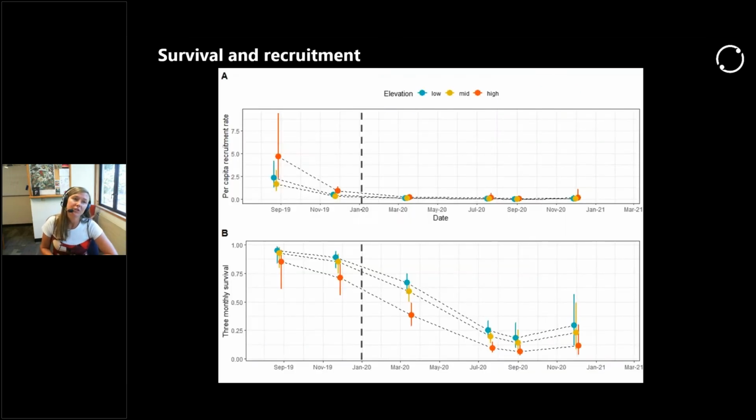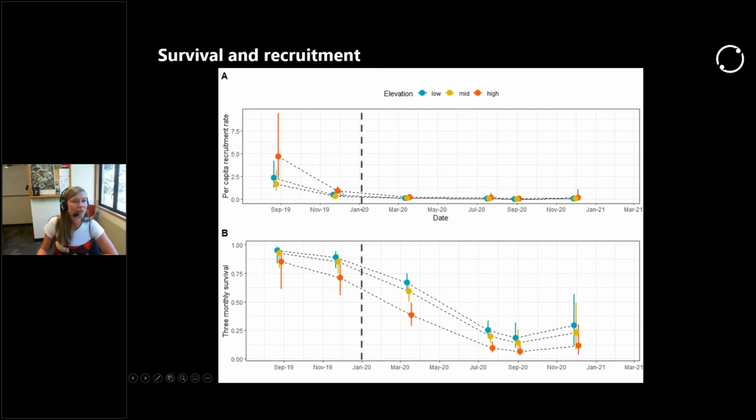So we can also use these same data to look at the survival and recruitment of the ship rats. In this first graph up the top, we have the per capita recruitment rate for these rats across the elevation. What you can see, so this is 3 monthly per capita recruitment rate, there's this initial big flush of recruitment happening at high elevation, which is not surprising because we know the rats need to go from almost zero density right up to 5 per hectare. So that's occurring, and there's also some increase happening at low and mid elevation.